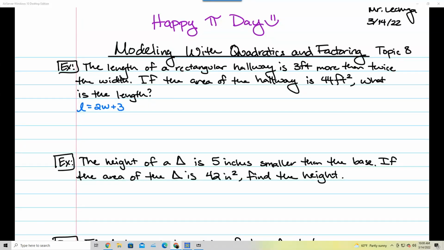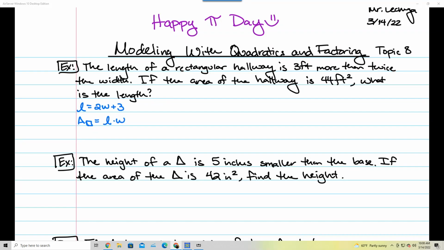The other thing that I want to point out is that they tell you the area of the hallway is 44 feet squared. And they tell you it's a rectangular hallway. So they're saying that the area of the rectangle is 44 feet squared. I'm going to go ahead and write that the area of a rectangle equals. Now, instead of writing 44, I'm going to write the formula for the area of a rectangle, which is length times width.